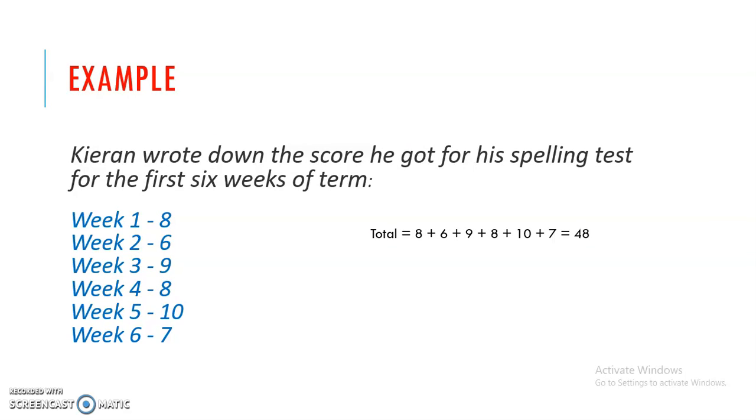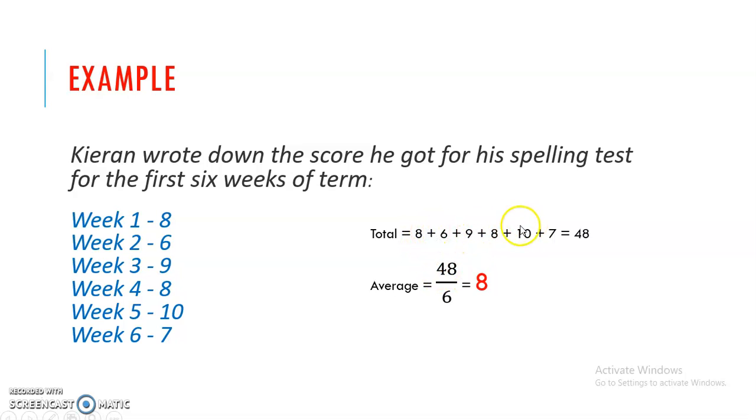Kieran wrote down the score he got for his spelling test for the first 6 weeks of the term. In week 1, Kieran scored 8, week 2 he scored 6, week 3 he scored 9, week 4 Kieran scored 8, week 5 Kieran scored 10, and week 6 Kieran scored 7. So the total will be 8 plus 6 plus 9 plus 8 plus 10 plus 7 equals 48. So Kieran scored a total of 48. But that's not our average. Average will be 48 divided by 6.